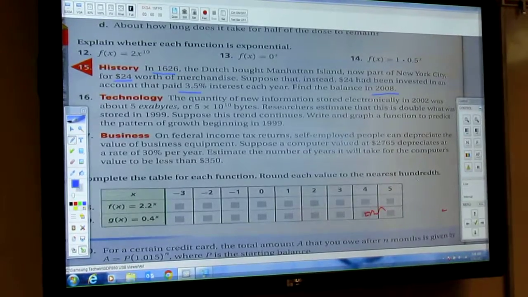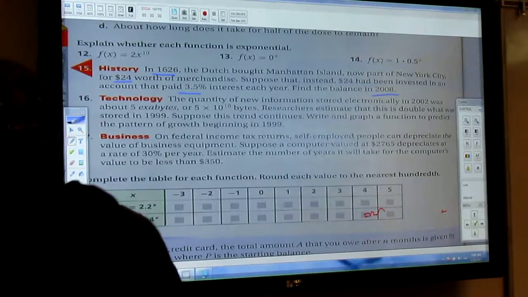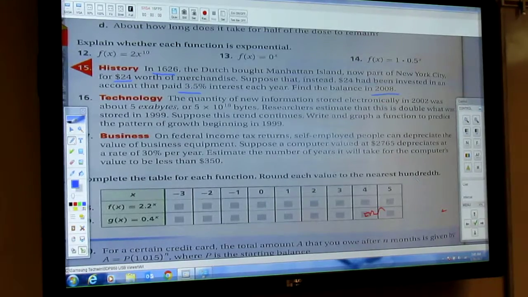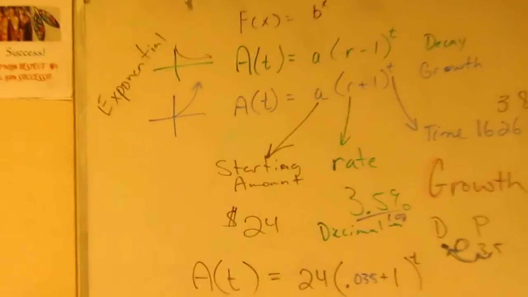All right, we got what's called exponential functions. Okay, so I'm going to show this right here, and I'm going to zoom in on it.